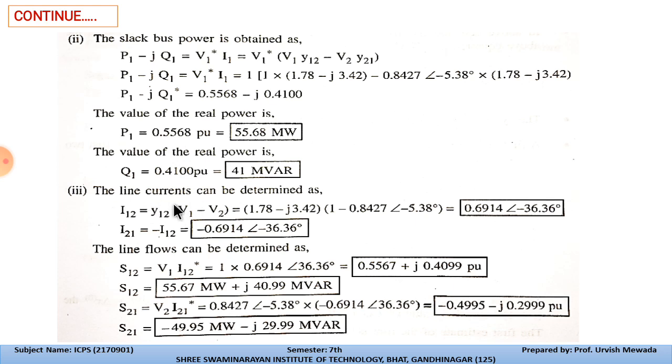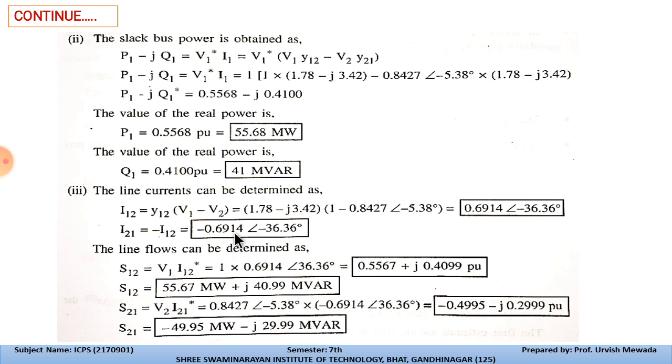The line current can be determined: I12 is equal to Y12 V1 minus Y12 V2. Y12 is taken as common, so it is Y12 times V1 minus V2. Now we have all the values of Y12 and V2, so we can have the value of I21, that is 0.6914 at angle minus 36.36.